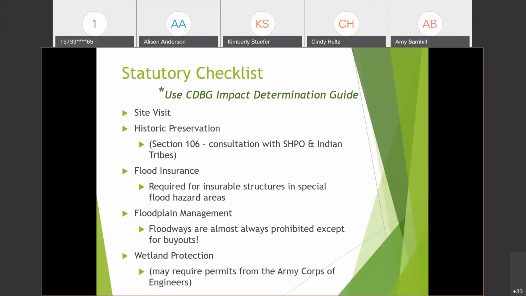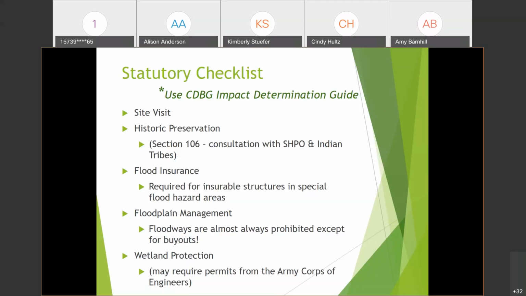Flood insurance, you're going to have a format. FEMA has a mapping website where you can pull FIRM maps, their flood insurance rate maps. And if they don't, you need to have that or the best available flood data.